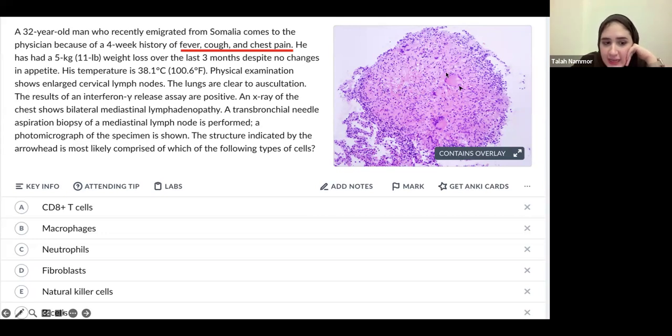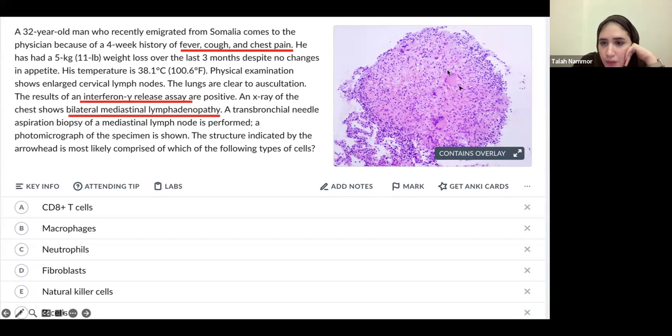This structure right here, what is this, guys? This is a granuloma that is caused by TB, right? Do we agree on this? Because everything is saying TB. He came from Somalia, which is basically an endemic place for TB, and a fever, cough, chest pain. We have interferon gamma release assay positive, bilateral mediastinal lymphadenopathy. Okay, this biopsy, what do you guys see?